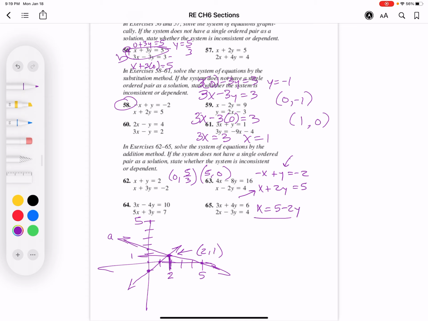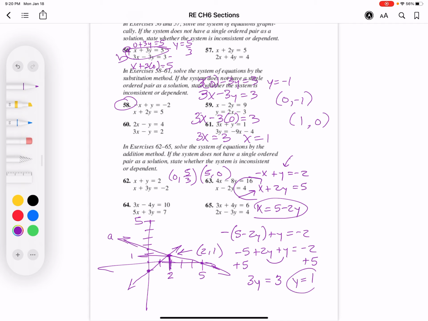And now I'm going to substitute this into the first equation. So that's going to be negative (5 minus 2y) plus y equals negative 2, or negative 5 plus 2y plus y equals negative 2. And now I'll add 5 to both sides and combine these. It's going to give me 3y equals 3, or y equals 1.